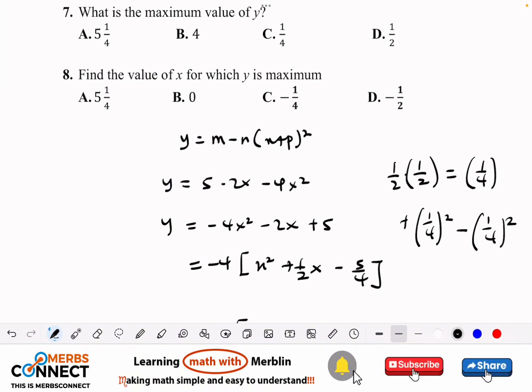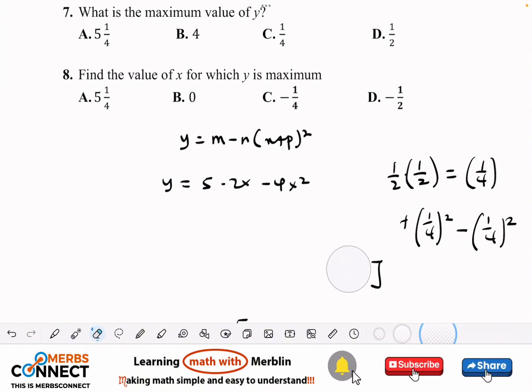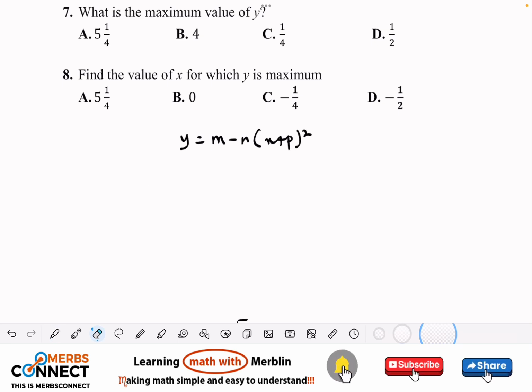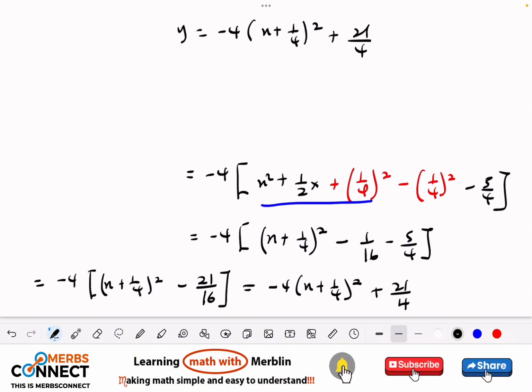So let me go up here and clean some of the solution up and put my y there. So y was equal to minus 4 times x plus 1 over 4 squared plus 21 divided by 4. Let me check if it is true.